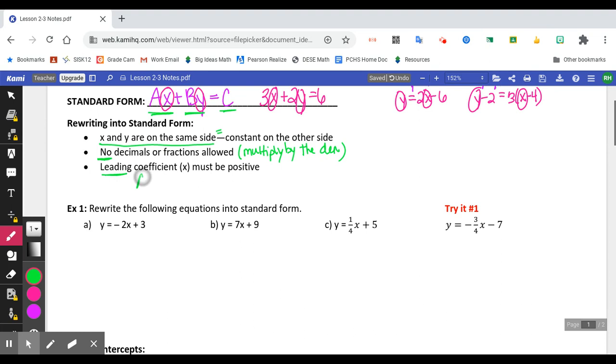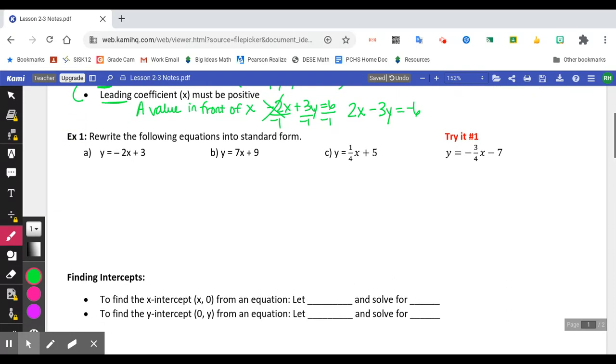So this means your a value in front of x must be a positive. So you can't have something like negative 2x plus 3y equals 6. That would not be allowed. So we would have to divide by negative 1 to change that front number and make it positive 2x. And then everything else would become its opposite. Okay? So those are your 3 rules. X and y together, no decimals or fractions, and that a value in front has to be positive. So let's practice it. Okay?